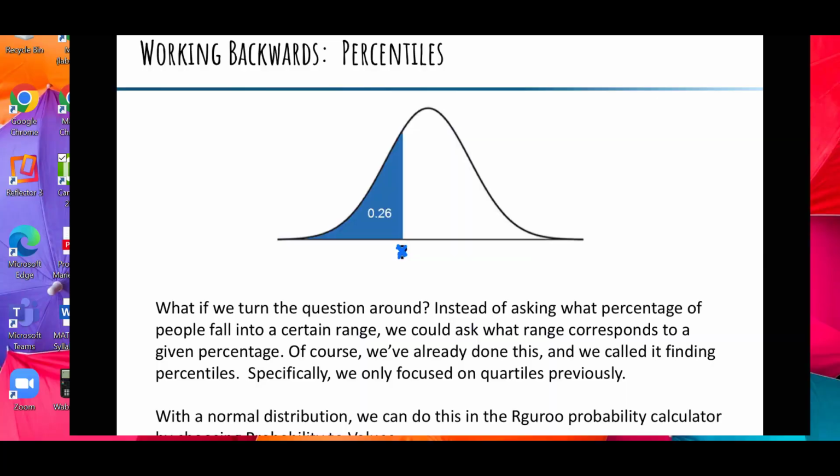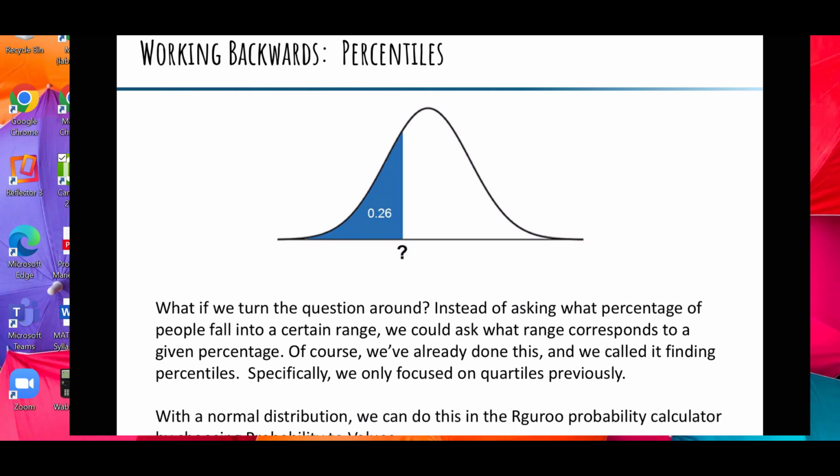Okay, and all of those questions that we just did, we were finding the proportion or the probability by finding the area, given boundaries, given values. So we chose values to probability in the calculator. But what if we were to turn the question around, and instead of asking what percentage of people fall within a certain range, we could ask the range that corresponds to a given percentage or proportion or probability. So to do this, we would actually click on probability to values instead.